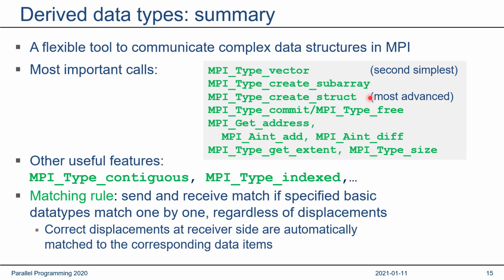So something like a struct created on one process is not portable directly to another process because addresses, or at least offsets, are encoded into the data structure. However, the matching rule doesn't say anything about displacements. The displacements are disregarded. All that needs to be done is matching the basic data types one by one. So the order, the type, and the length of the blocks should be the same, and then the matching takes place. The correct displacements at the receiver side are automatically matched to the correct data items in that case. So to keep this short, it's done as expected. Okay.